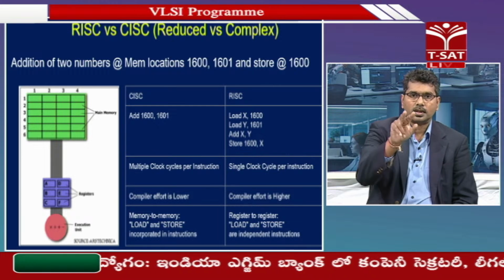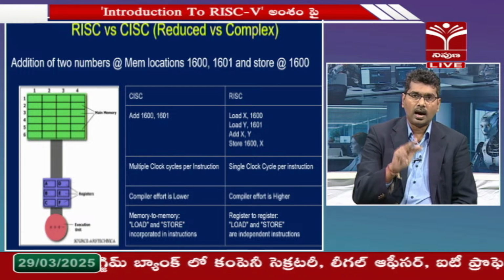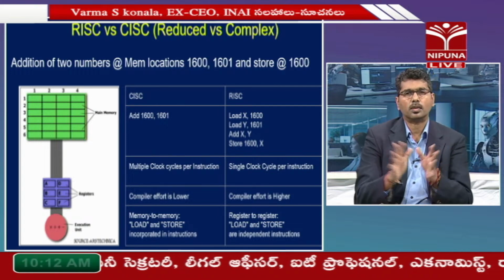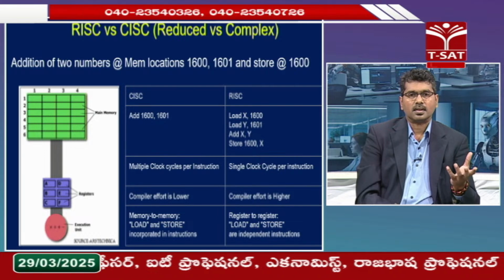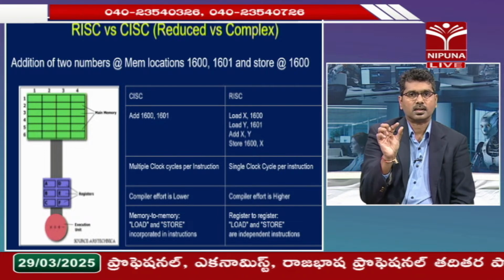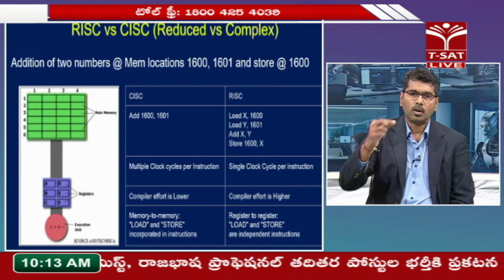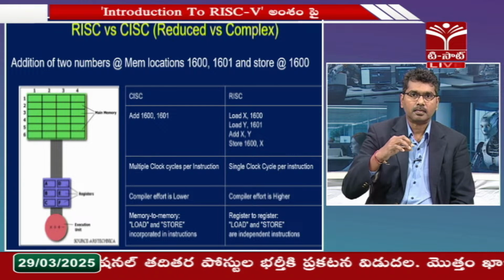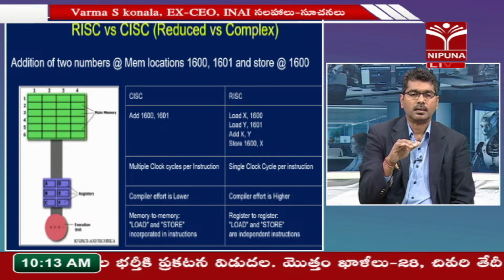From those two memory locations, you want to fetch two numbers, then add those two numbers and put the result back into 1600. So this is the operation you want to do, basically addition of two numbers. In the CISC, you essentially have one instruction which says add 1600, 1601, and all the complexity of fetching the numbers, adding them, and putting it back there is built into the instruction.